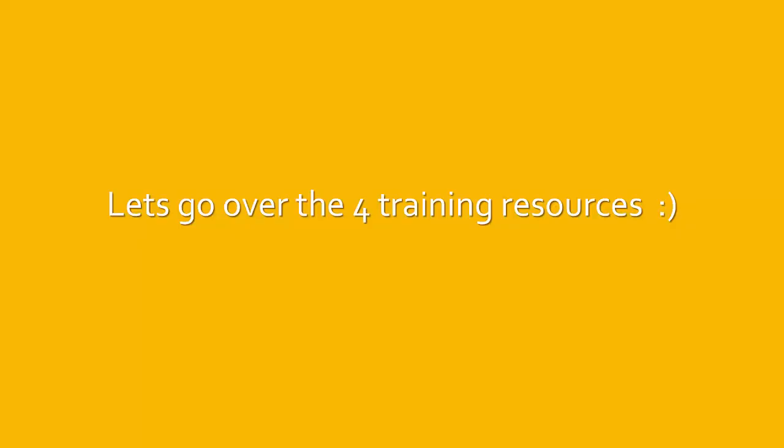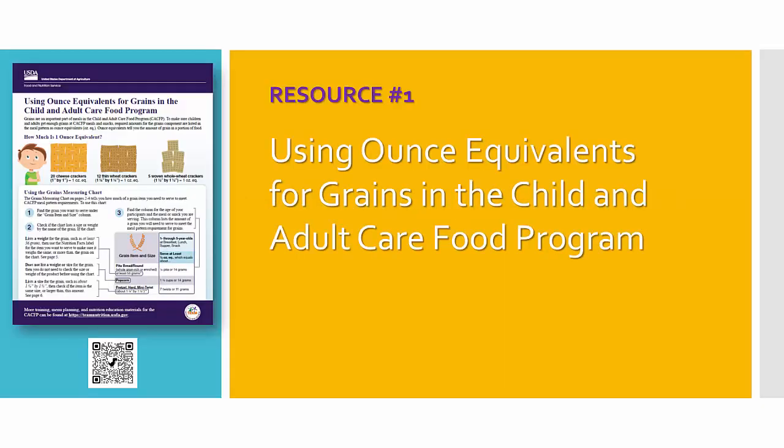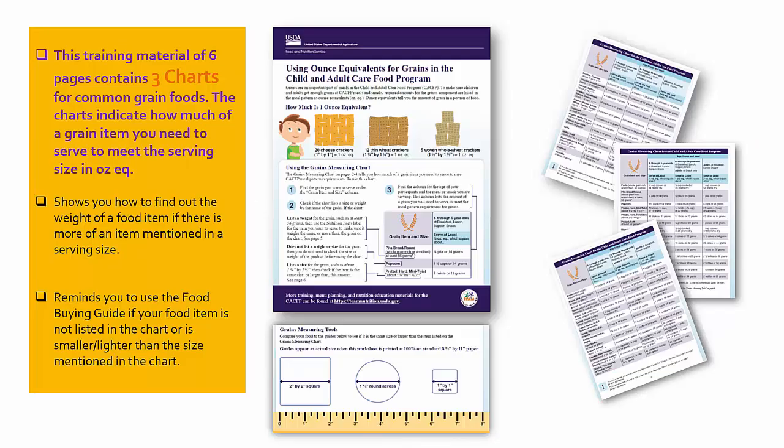So let's go ahead and get started over the 4 training resources that we are asking you to print. So let's start with resource number 1, titled Using Ounce Equivalents for Grains in the Child and Adult Care Food Program. Don't forget to print this one.